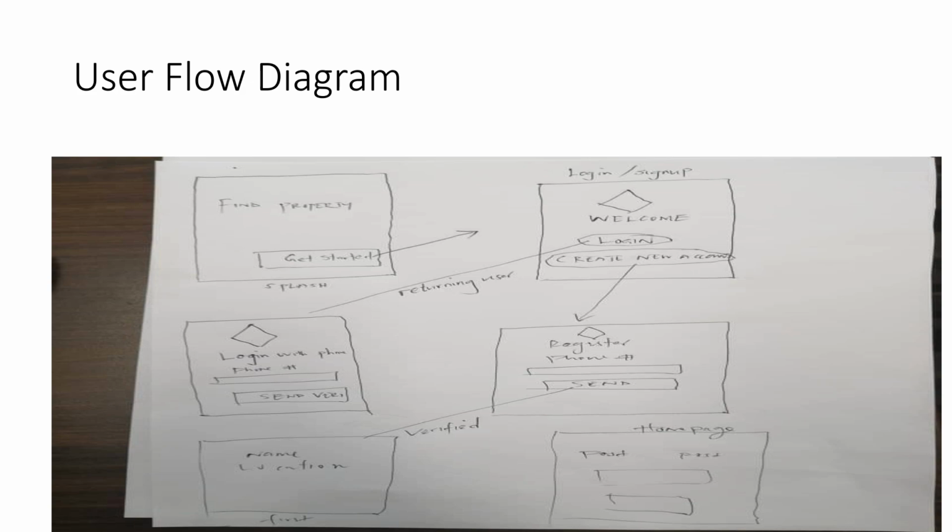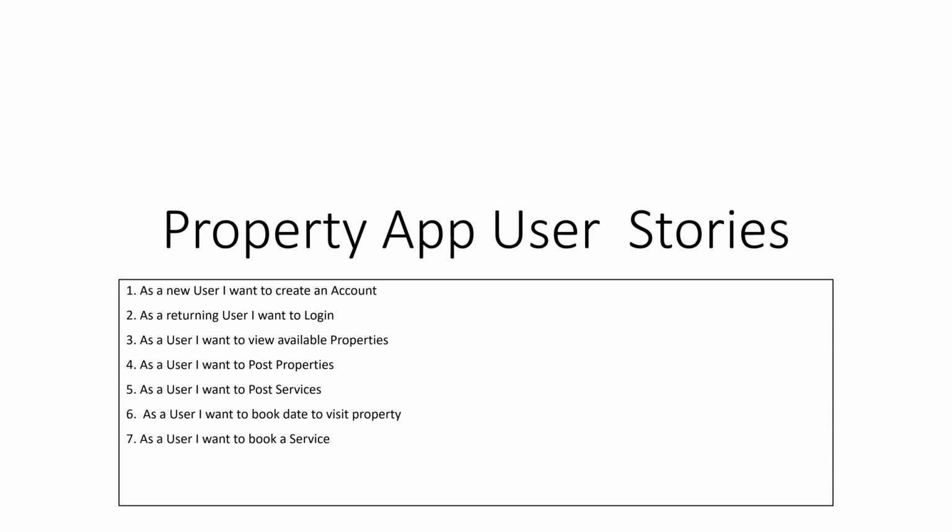This helps you to come up with what we call a minimum viable product. With this, you can move to the next step. The next step is to come up with user stories. So user stories will allow us to see how an end user is going to use our application.